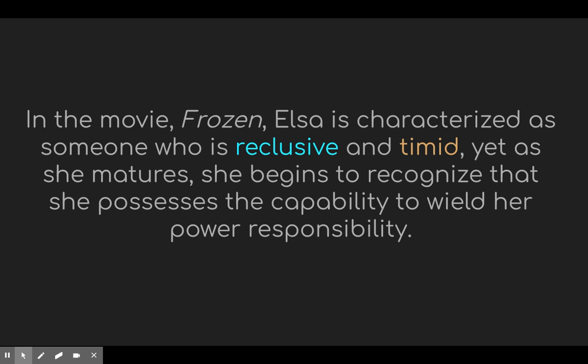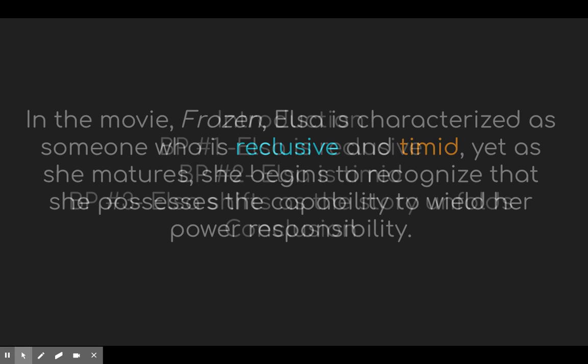Then my second body paragraph would be dealing with looking into how she's timid. So finding textual evidence that's proving that she's timid. Now, in my conversations with Miss Martinez, we were talking about how she actually starts the movie in a timid way and then she grows out of that. So I would focus on that part at the beginning of the movie, but then I would use that to transition to my third body paragraph, which would be showing that she begins as she matures to recognize that she possesses the capability to wield her power responsibly. So again, that third body paragraph then is talking about that shift that the character makes because you are choosing a dynamic character, not a static character for this paper.